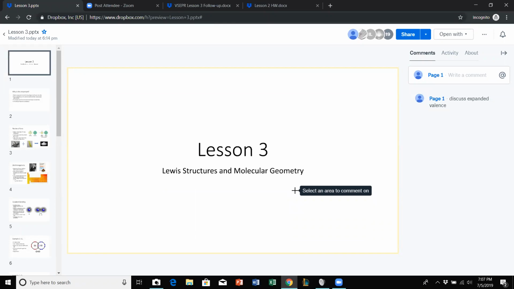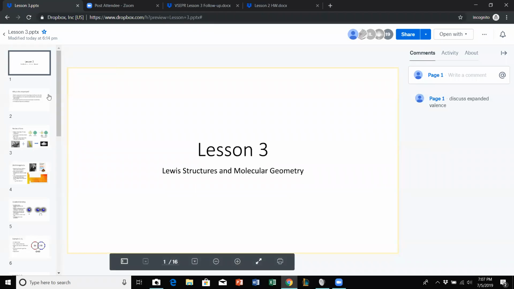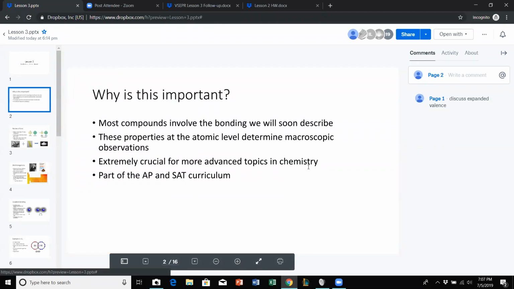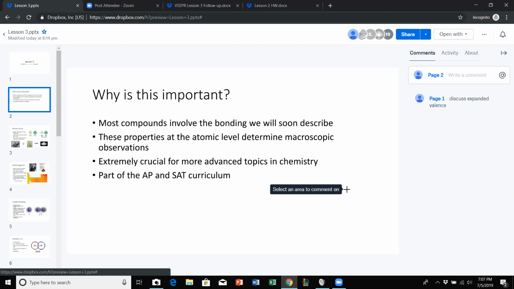Today we're going to be talking about Lewis structures, and if we have time, we might cover some molecular geometry. And if not, I've made a handout for that. First I want to cover why this stuff is important. Most of the compounds that exist out there, basically all of organic chemistry, involve the kind of bonding that we're going to talk about, and especially in organic chemistry, the ideas of structures and shapes are really important.